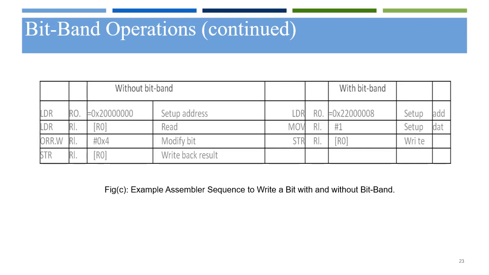This example shows the assembler sequence to write a bit with and without bitband. If you see, without bitband, if you want to write a bit, then you have to set up the address, then read the data, then modify that bit, then write back the result. If you use bitband, first you need to set up the address, set up the data, then just write back the result.